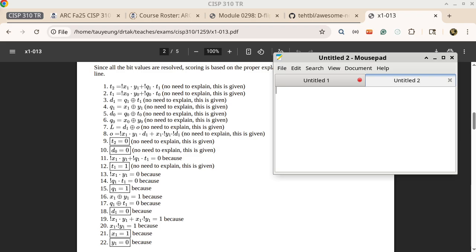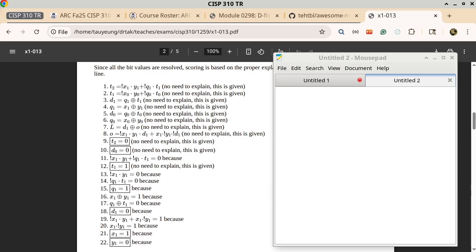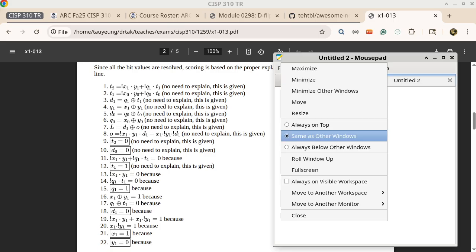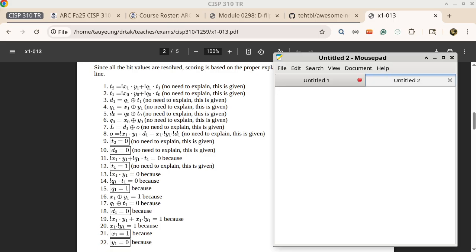All right. So this one is set up differently in terms of the logic, but it is still testing you about the same kind of material. So we have no need to explain blah blah blah all the way up to 11. So that means the first thing we have to answer is on number 11. This is question number one, part 11.